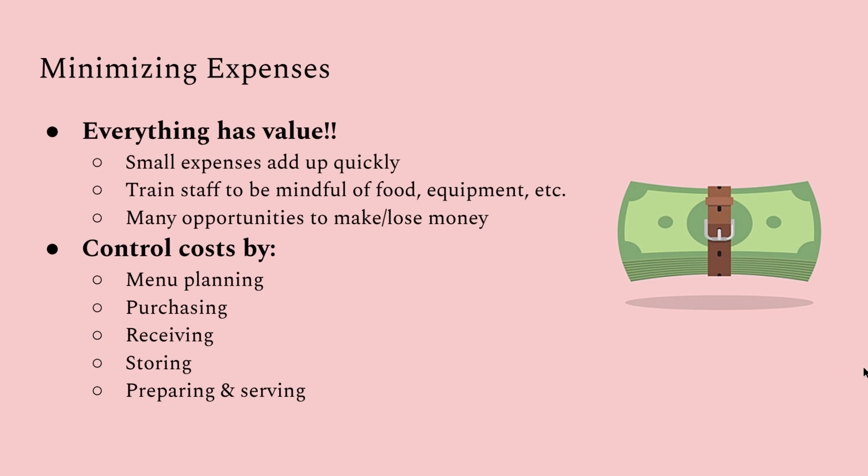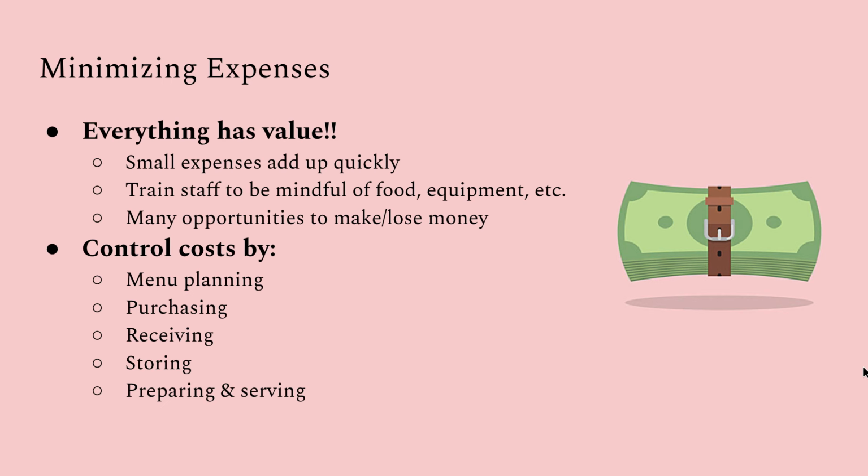Another way we can control our costs are minimizing our expenses. So recognizing that literally everything has value in a restaurant, every little tiny thing, down to the last granule of salt, to a napkin, to even silverware that gets rewashed because that's water spent on it. Like absolutely everything in a restaurant costs money.